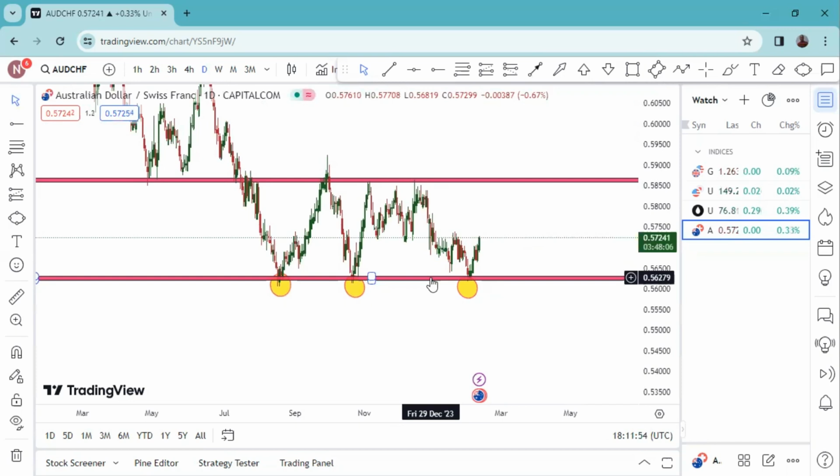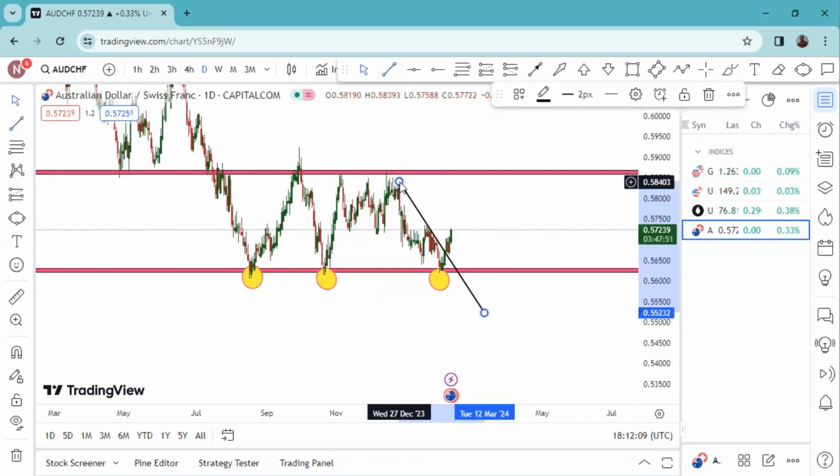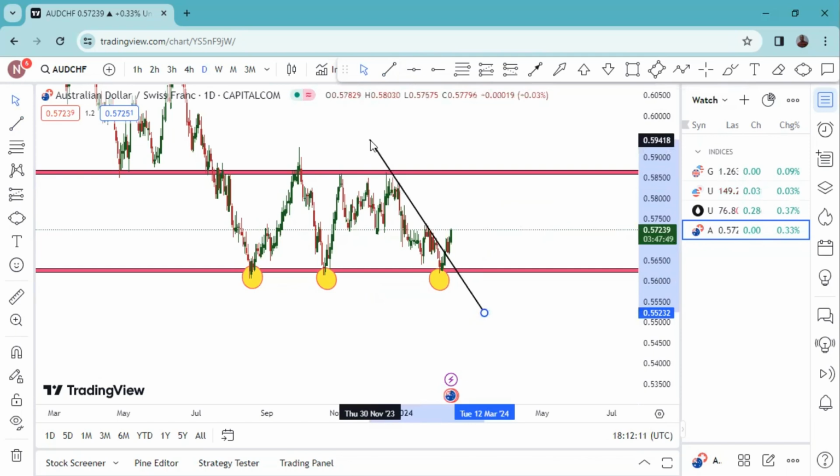You know how I trade. The first thing that I usually look at is the support point. Where is my support point? My first support point is here, this zone. The market has rejected here, 1, 2, 3. The second thing I'm going to do: you can see the market has broken my trend line. This is my trend line.